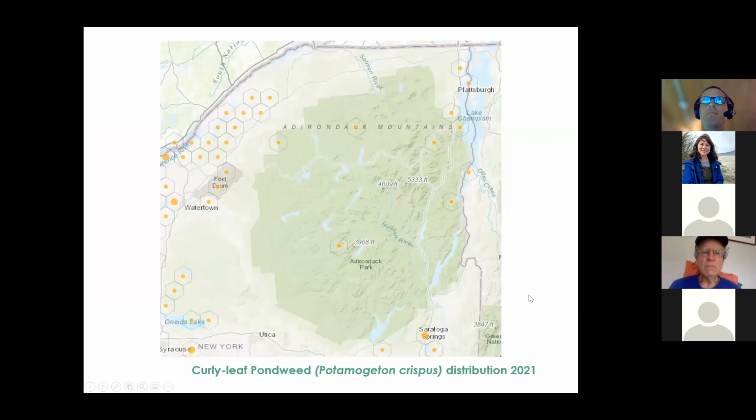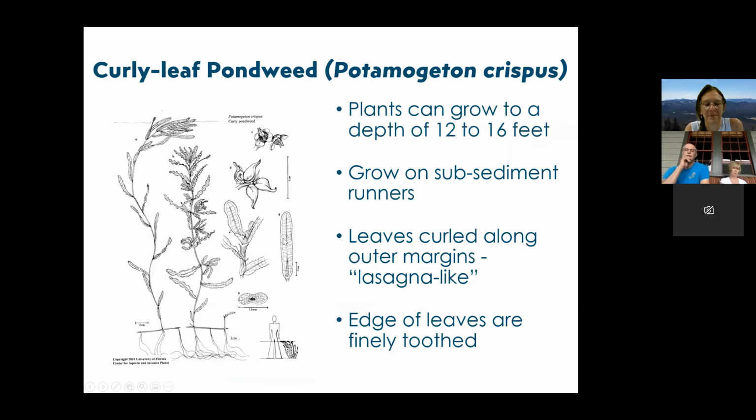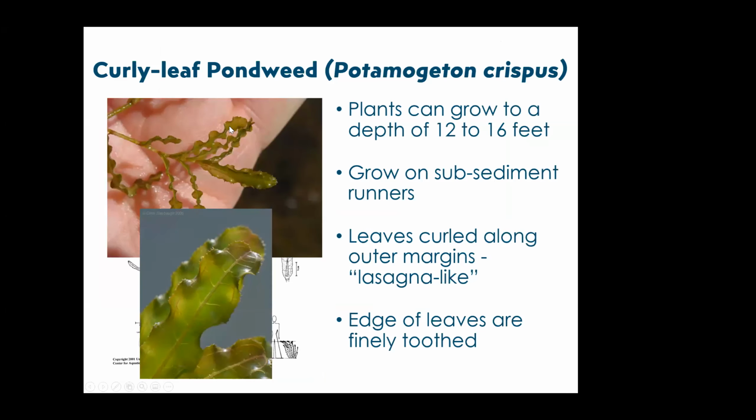The key thing to identify curly leaf pondweed is that it has these, what they call lasagna-like, or some people will say bacon-like, very curvy edges to it that you can see right up here. And those edges, if you look at them very closely, are toothed. They're very finely toothed. So these are the key characteristics to tell it apart from other pondweeds, because there are many different types of pondweeds.